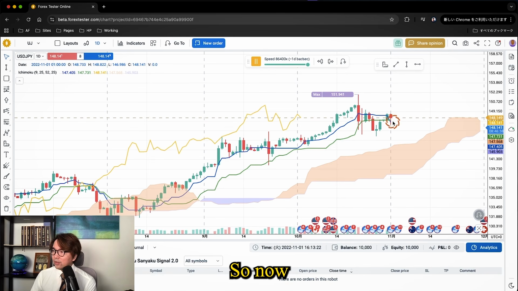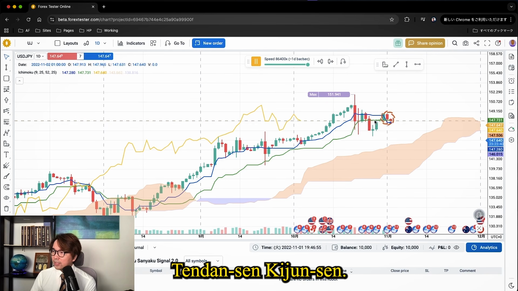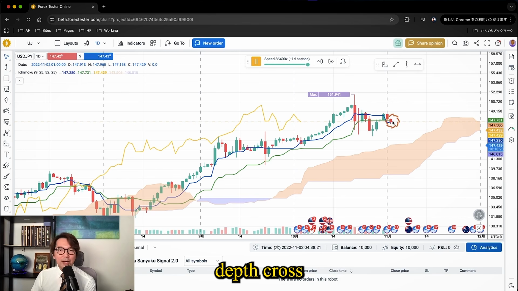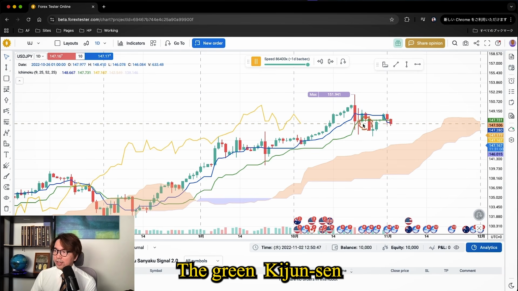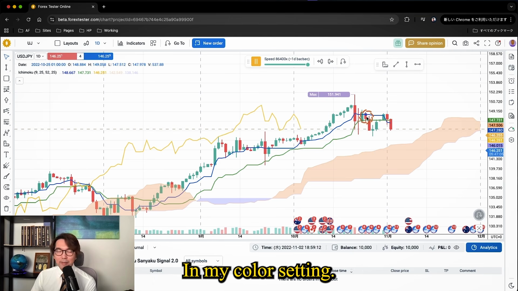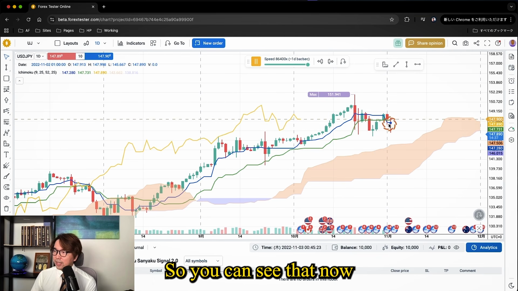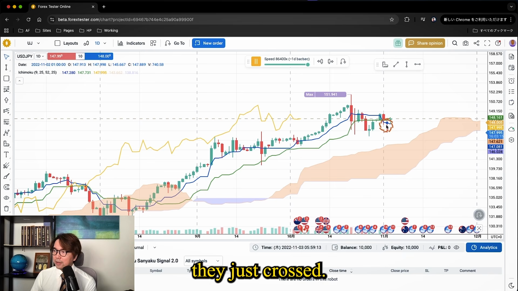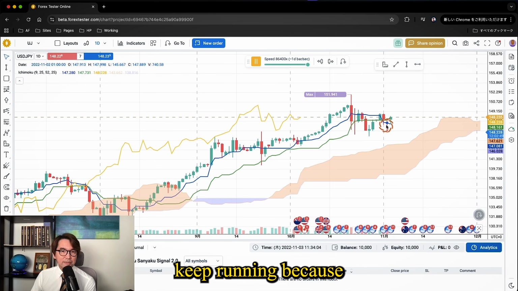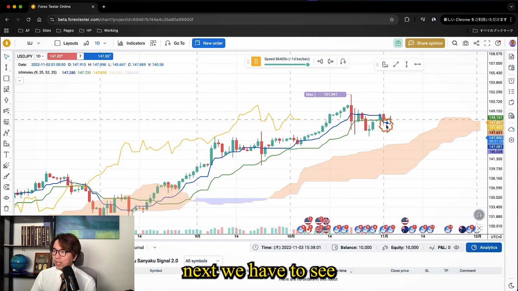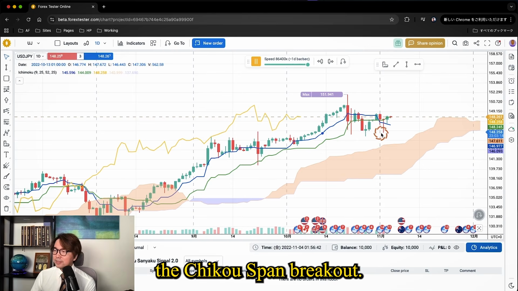So now we have the Tenkan-sen, Kijun-sen dead cross above the Kumo. The green is the Kijun-sen and blue is the Tenkan-sen in my color setting. You can see that now they just dead crossed. But the robot keeps running because next we have to see the Chikou span breakout.